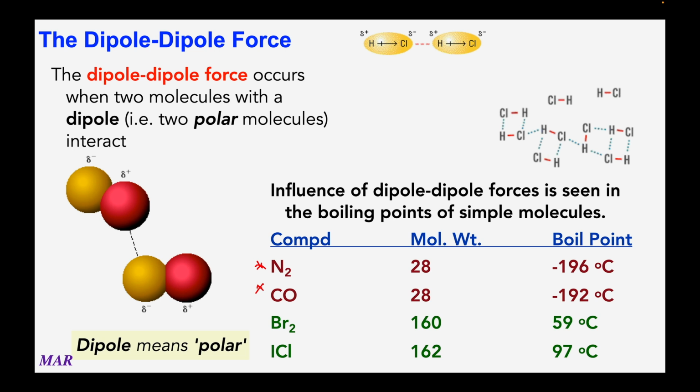The next example with bromine and ICl is even better. Now those two compounds, again, have almost the same molar mass, not exactly, but pretty close. But notice the ICl, which is polar, has a much higher boiling point than bromine, which is completely nonpolar. It takes almost 40 degrees more to make ICl boil than it does Br2. Their molar masses are about the same, so that's not a factor. But this polarity is enough to make things just a little bit higher.